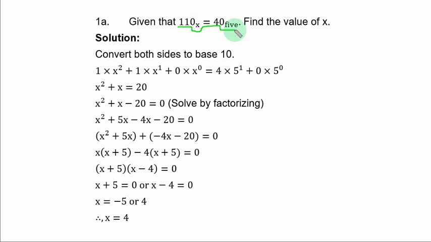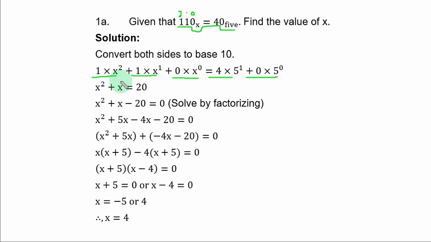digit to the base. For the first number, 0, the position is 0, 1 is 1, and the other one is 2. For 40, 0 is 0, then 4 is 1. So you have 1 times s squared, plus 1 times s power 1, plus 0 times s power 0, equal to 4 times 5 power 1. The position of 4 is 1, plus 0 times 5 power 0.